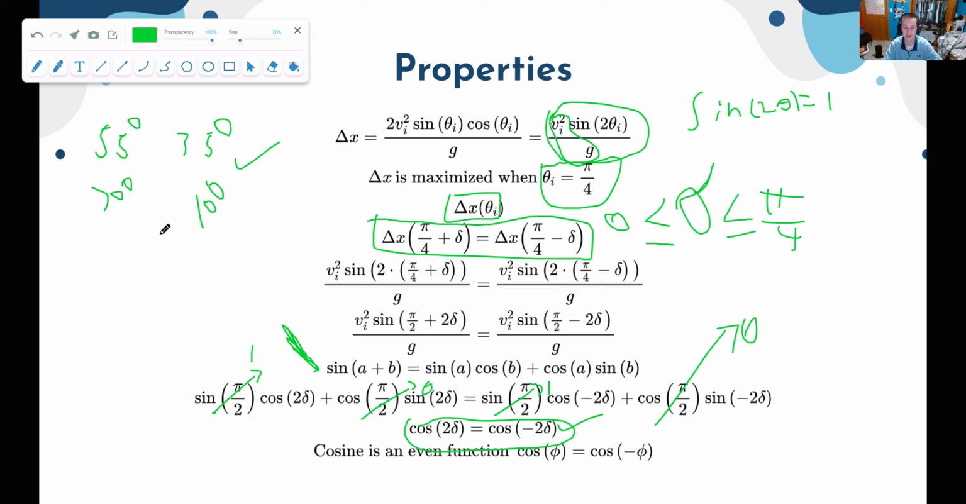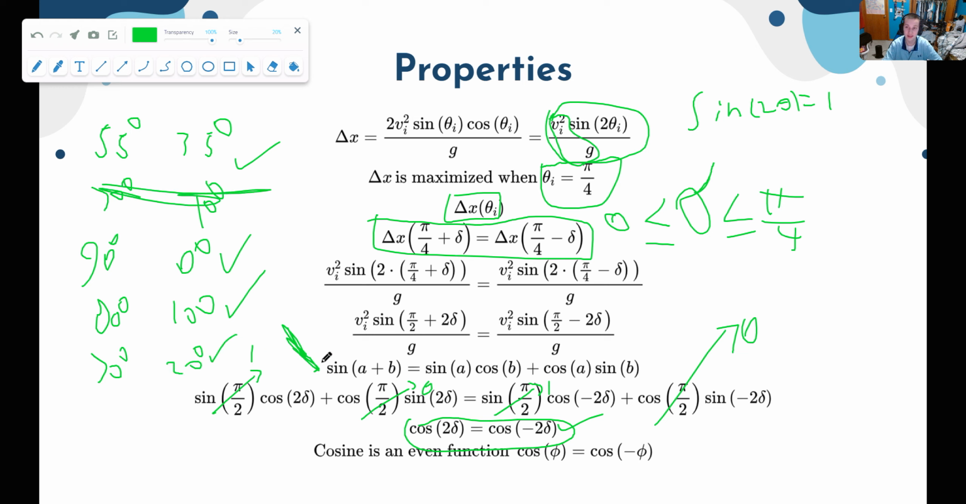But yeah, so if you do something at 90 degrees and you do something at 0 degrees, those are going to go the same distance. If you do something at 80 degrees and you do something at 10 degrees, those are going to go the same distance. If you do something at 70 and 20 degrees, those things are going to go the same distance. So that's quite interesting.